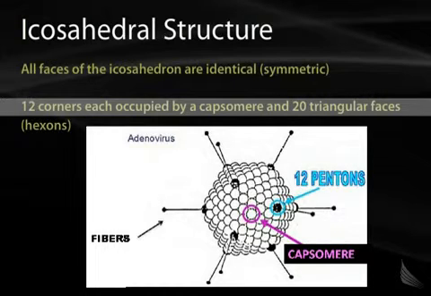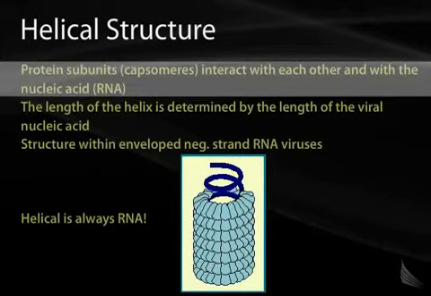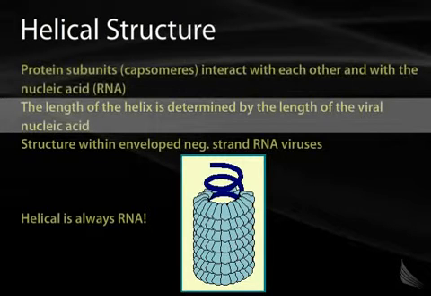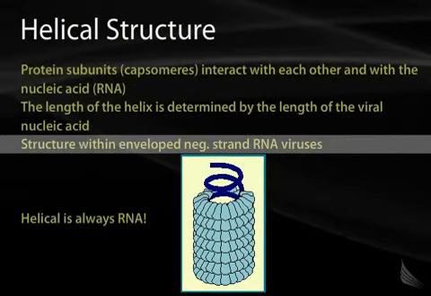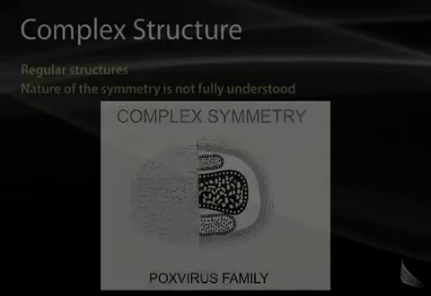are hexons. Here's a picture of the adenovirus showing the icosahedral structure. You can see it does have some glycoprotein sticking out from the capsid structure. A helical structure is where protein subunits or capsomers interact with each other and with the nucleic acid, usually RNA. The length of the helix is determined by the length of the viral nucleic acid. This is the structure within negative enveloped RNA viruses. So helical is always RNA.